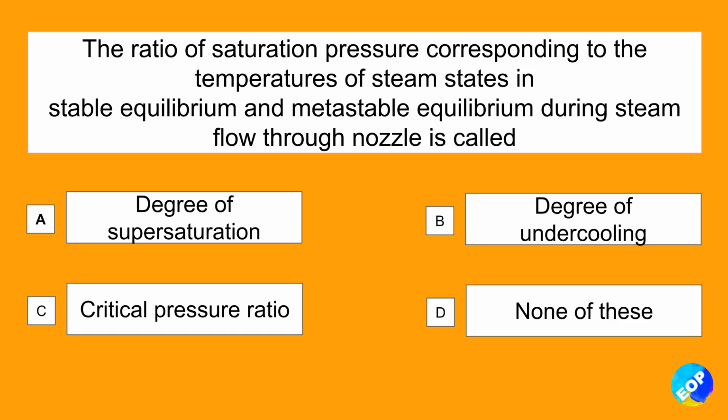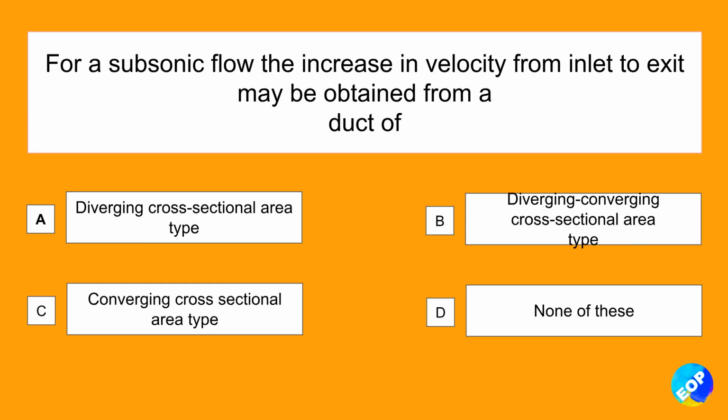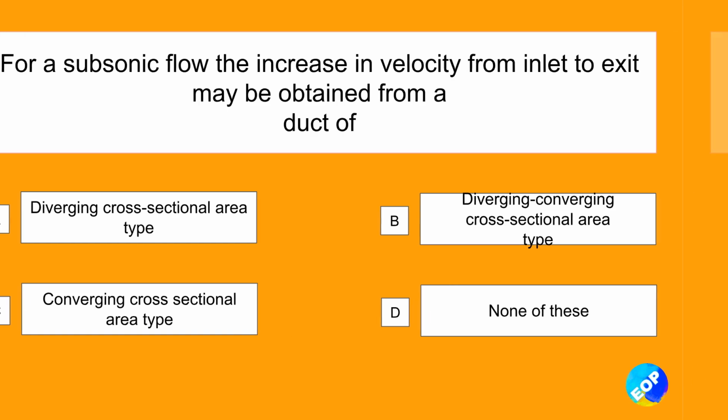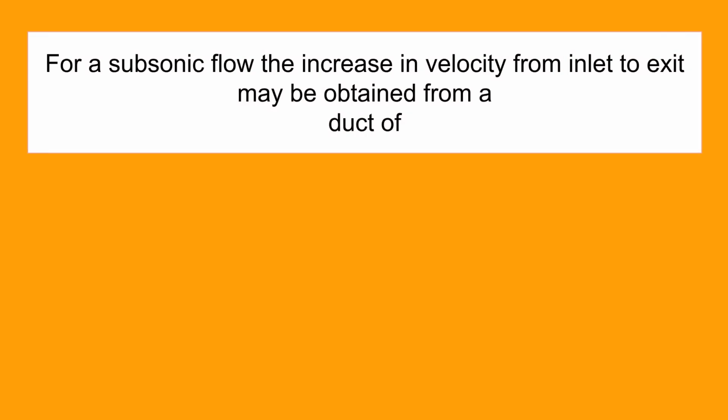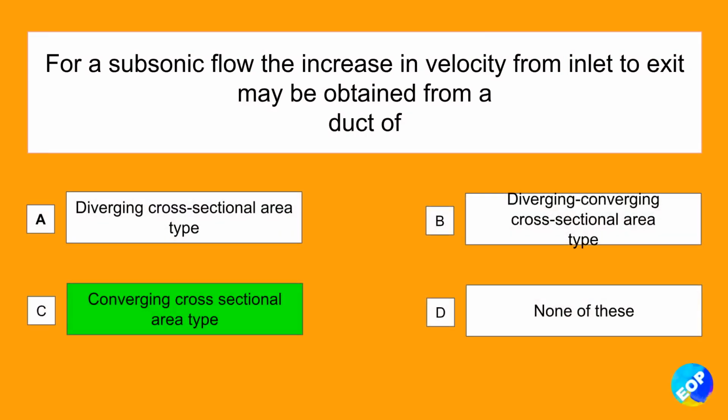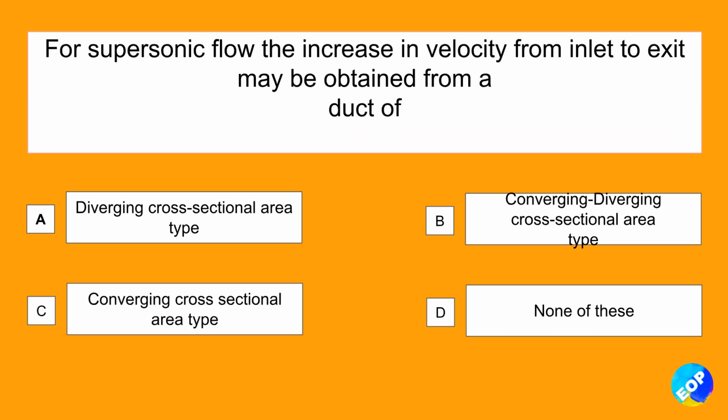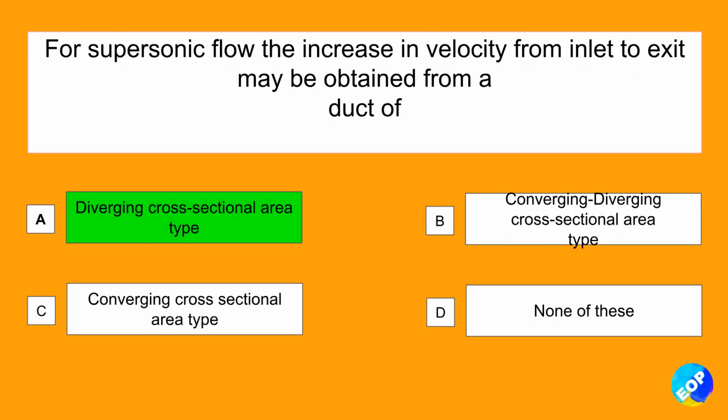Finally, how is the degree of supersaturation defined regarding steam flow through a nozzle? It is defined as the ratio of saturation pressure at the temperature of the metastable state to the actual pressure of the steam. Next, consider the case of subsonic flow. How can an increase in velocity be achieved from inlet to exit in a duct? For a subsonic flow, an increase in velocity is obtained from a duct with a converging cross-sectional area. Now for supersonic flow, what type of duct is required to increase velocity from inlet to exit? For supersonic flow, the increase in velocity is obtained from a duct with a diverging cross-sectional area.